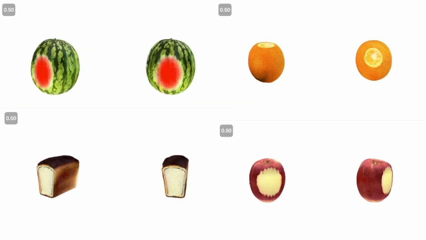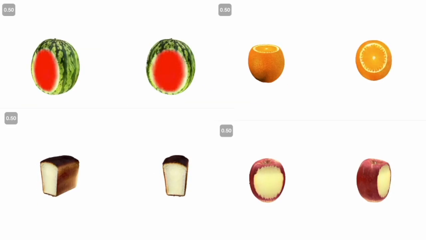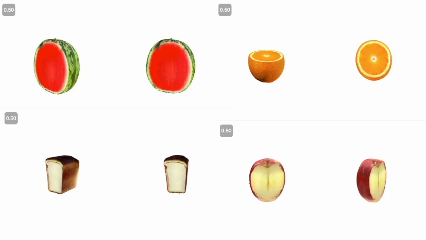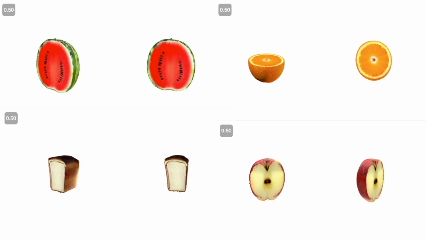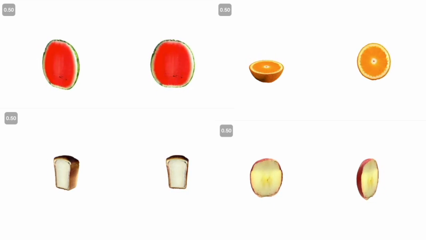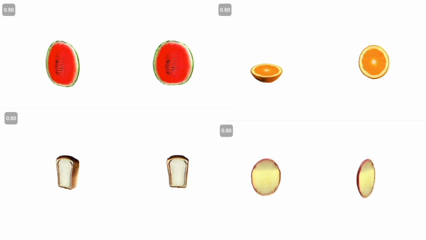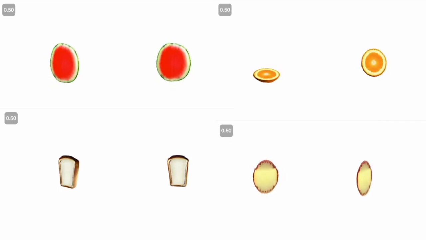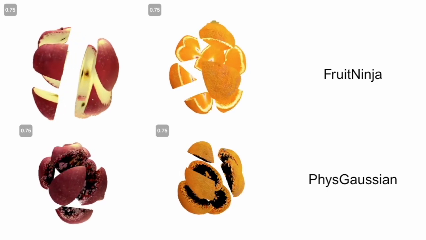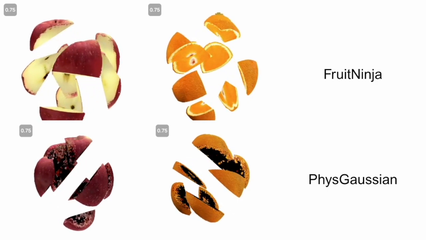With all components integrated, our pipeline produces 3D models with consistent internal textures and supports slicing at arbitrary angles. This is demonstrated by slicing the object along a fixed path, revealing internal Gaussians that were not explicitly optimized. Our method outperforms existing approaches such as Phys Gaussian, which initialize internal Gaussians using nearby surface properties.